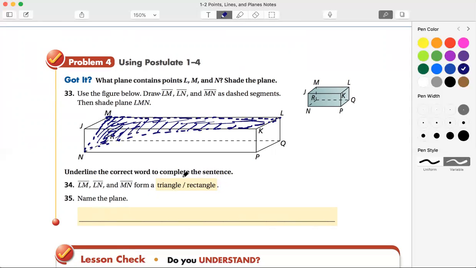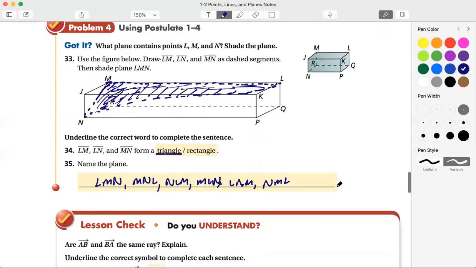And then 34. Underline the correct word to complete the sentence. LM, LN, and MN form a triangle because it has 3 sides. Name the plane. So any of the following would work. LMN is obviously what we would give you there. You could also have said MNL. You could have also said NLM, MLN, LNM, and so on. Anything like that would work.